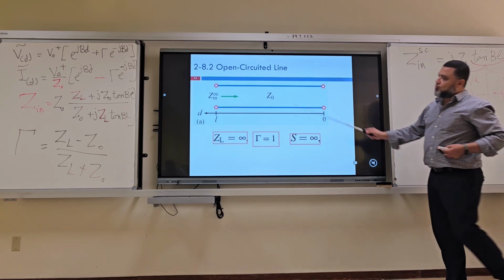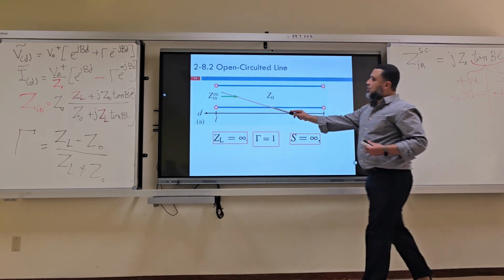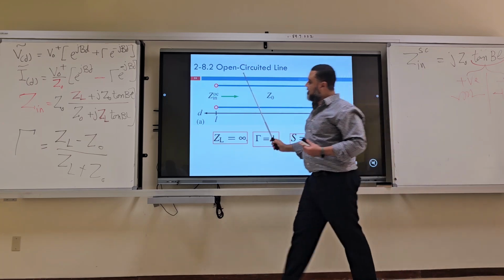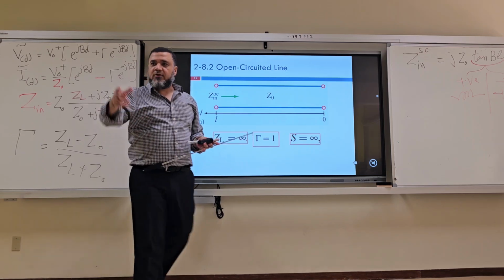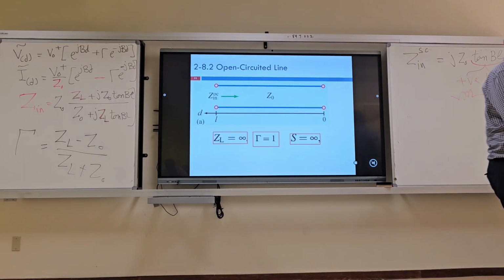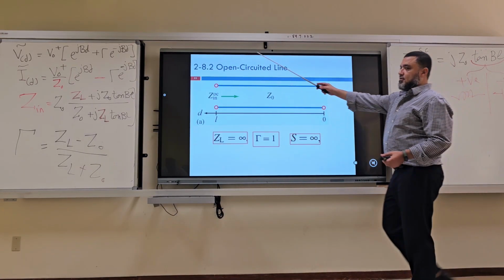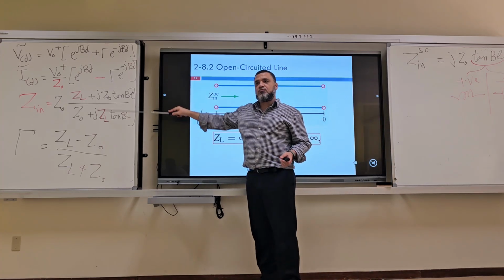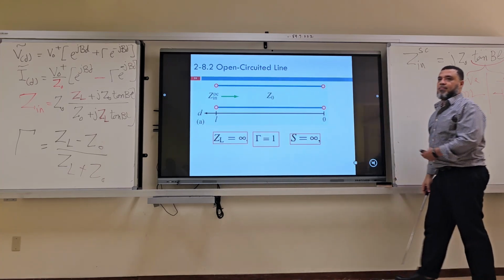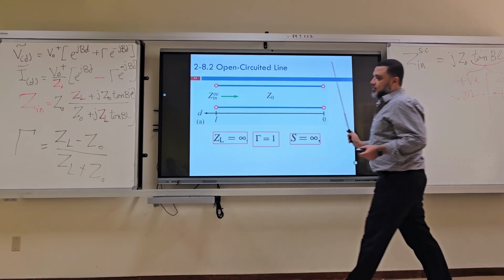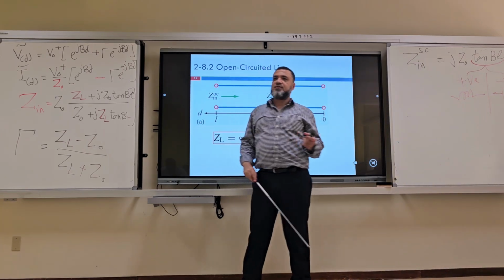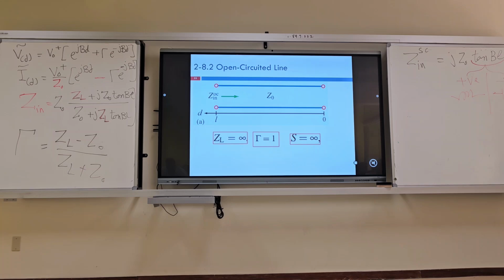So based on this, what is the input impedance of this transmission line? If you are here, looking this way, what is the impedance at this point? In the equation now, ZL equal to infinity. What's the impedance? ZL is infinity, open circuit. What will be the impedance?